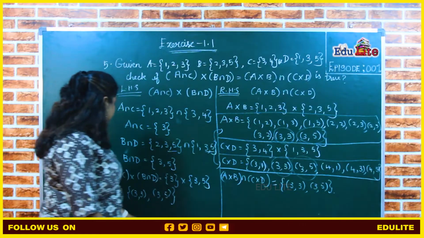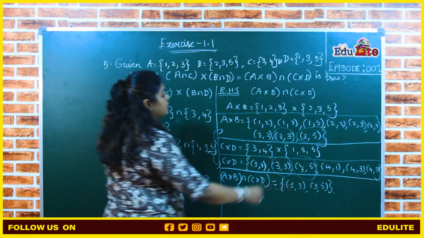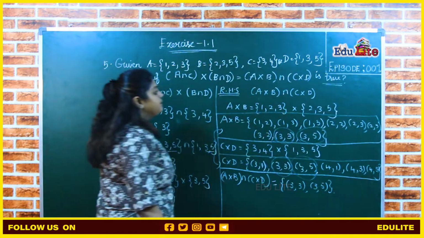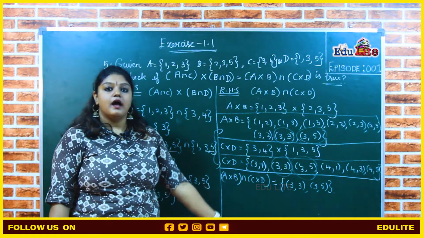What is the left hand side we got? The same, (3,3) and (3,5). Therefore, the given problem is true. We have verified LHS is equal to RHS.